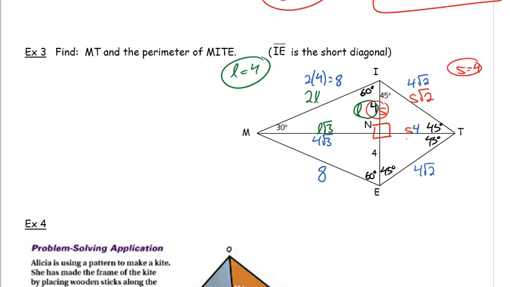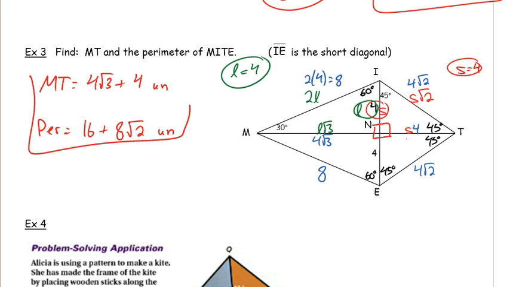everything we need. So MT, first of all, that's going to be equal to 4 radical 3 plus 4. That's it. You cannot combine 4 radical 3 plus 4 and make it 8 radical 3 or anything like that. Keep it as 4 plus 4 radical 3 or 4 radical 3 plus 4. It doesn't matter what order as long as you keep them separate. Don't combine them. Perimeter is going to be equal to, we have an 8 plus an 8, so that's 16, plus 4 radical 2 plus 4 radical 2, that's like 4x plus 4x, or 8 radical 2 units.